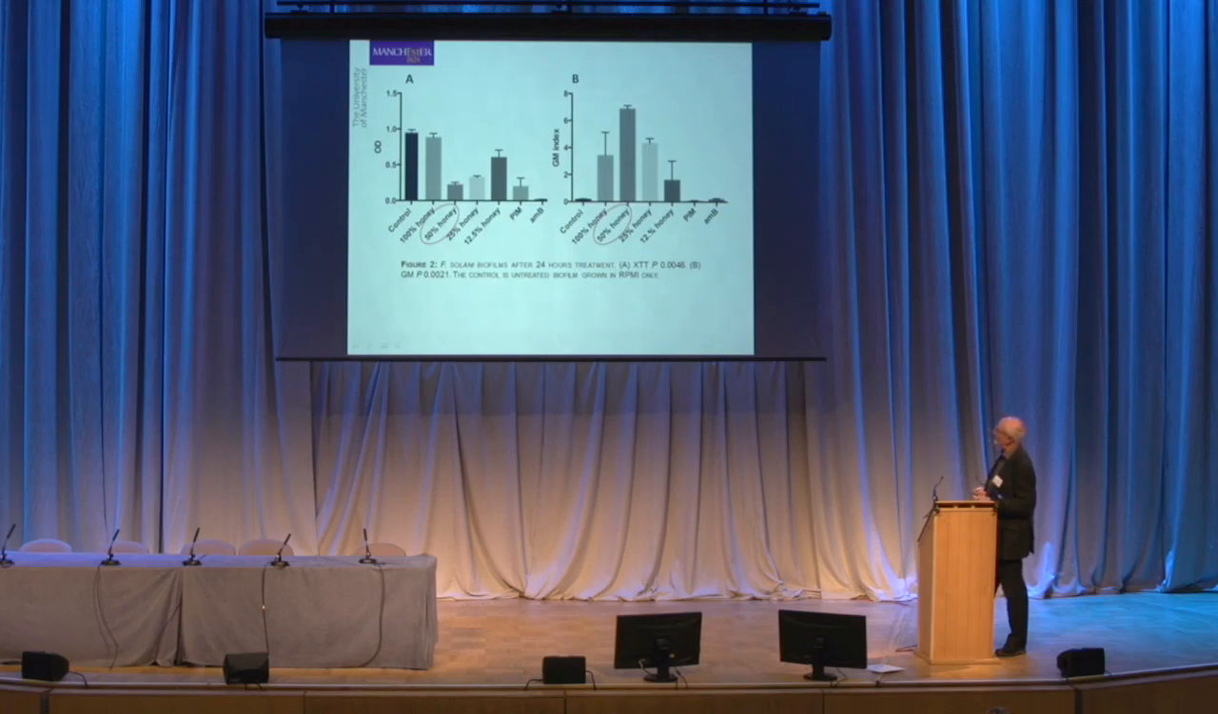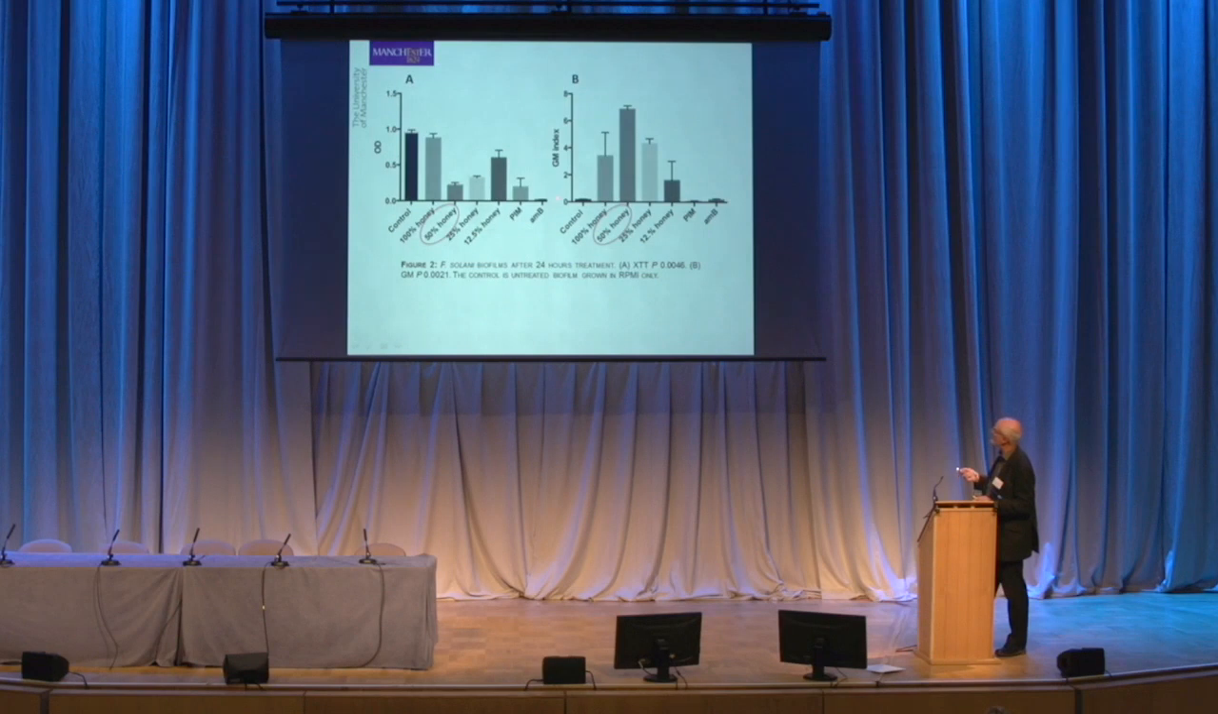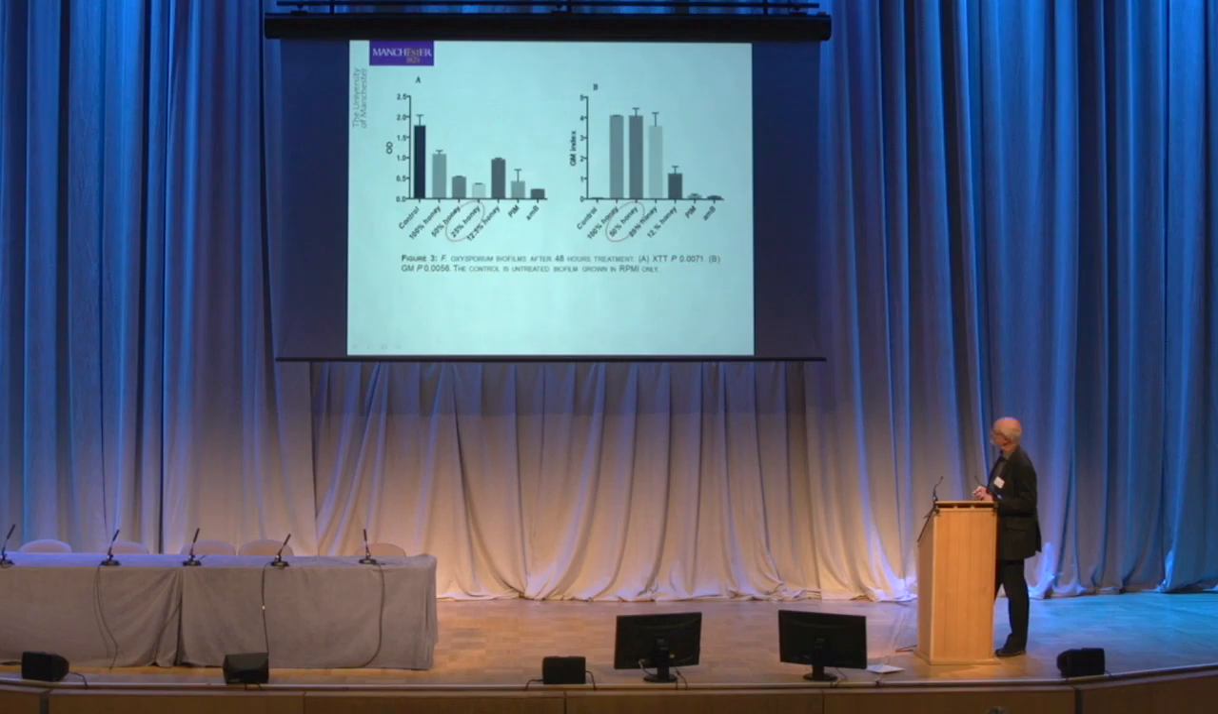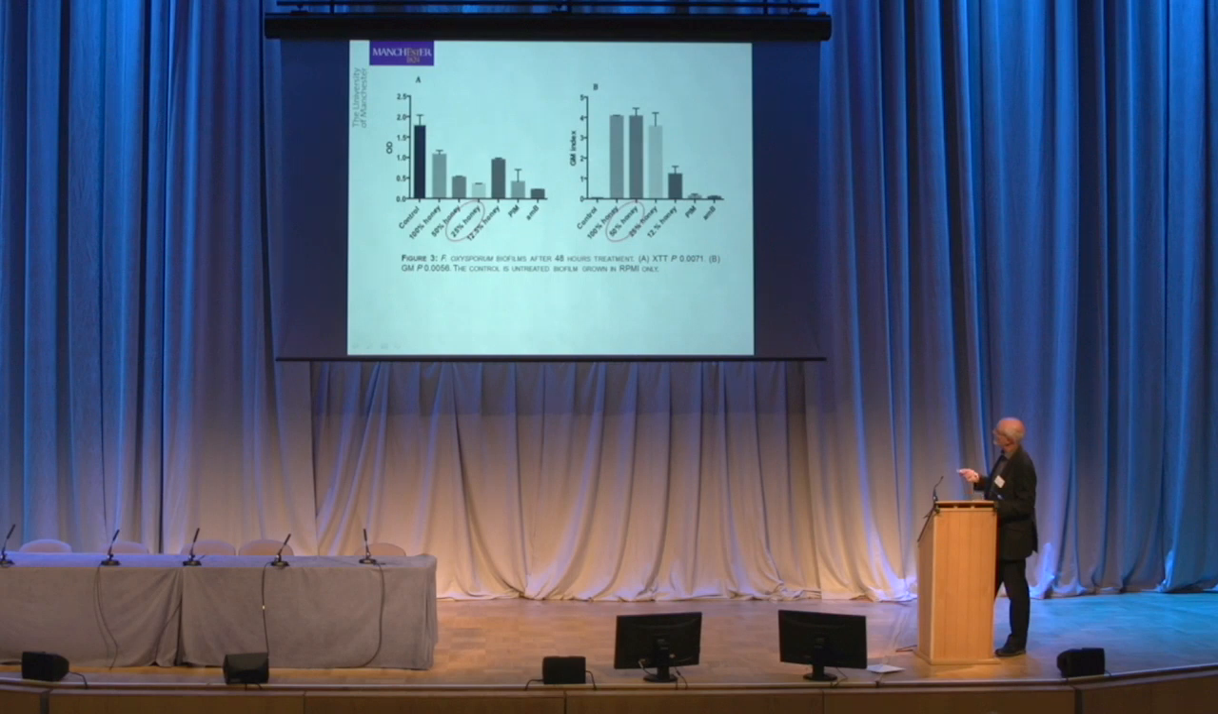And here we have Fusarium solani. Here we have the same sort of effect here. The 50% honey seemed to be the most active, and that was also shown here in terms of the galactomannan. And this is Fusarium oxysporum, an older biofilm, 48 hours treatment. So this is really treating the biofilm, well established, with the Surgi honey. And we can see here that this concentration of honey, 25%, seemed to be the most active.